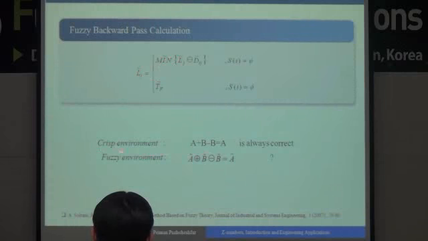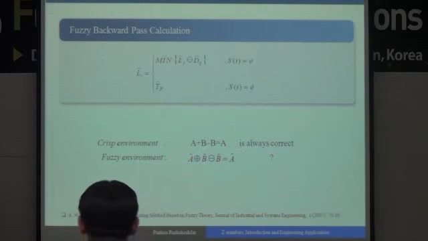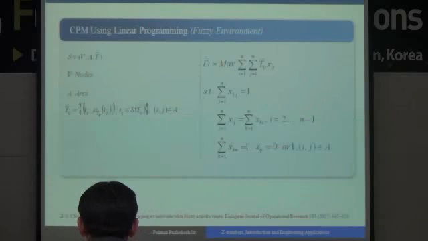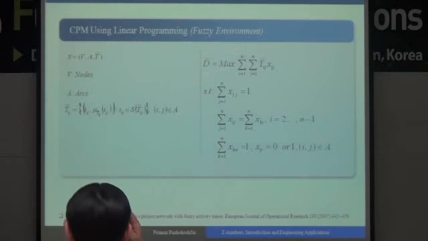But in the crisp environment, this equation is always correct. In the fuzzy environment, it's not always true, so it makes some problems in calculations. And we have to use another method which is based on linear programming. By using this model, we can find the duration time of a project in a fuzzy environment.